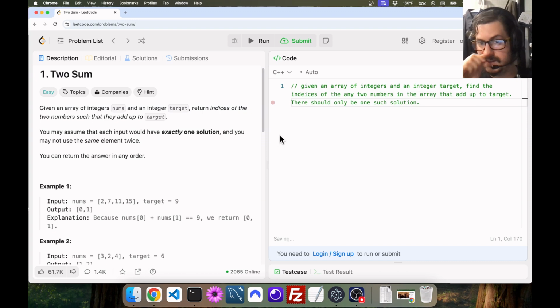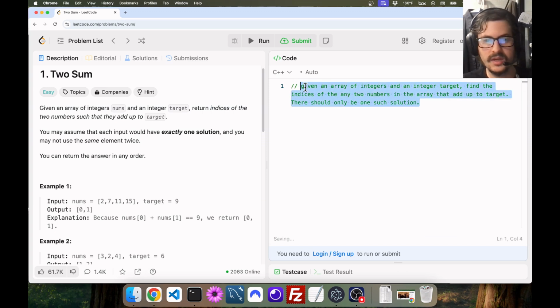This might be a way I'd see this in an interview. Given an array of integers and an integer target. That's important. That tells you what we're starting out with. That's your initial data. Find the indices of any two numbers in the array that add up to that target. This is what we're asked to find.